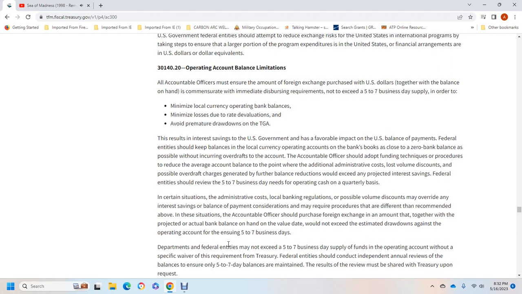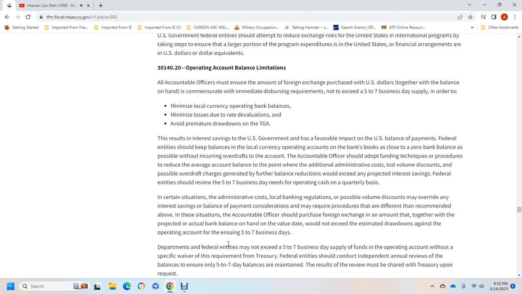balance of payments. Federal and it should keep the balance for the local currency operating accounts of the bank and book for the code for the zero balance of the possible to incur the overcast of the account. Accountable officer should adopt the funding technique for the procedure to reduce the average account balance for the point with additional administrative cost for loss volume discount. Possible overdraft charge with generated further balance reduction should be accepted within projection of the interesting. The federal entity should review the 5-7 business day with the need of the operating cap for the quarterly basis.